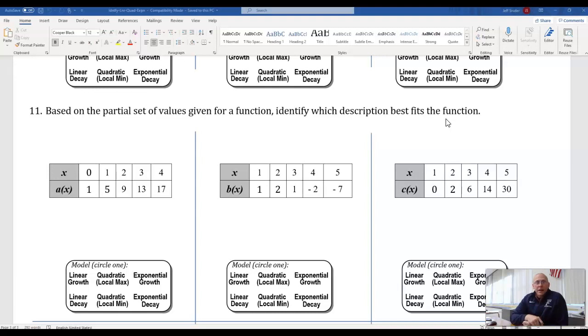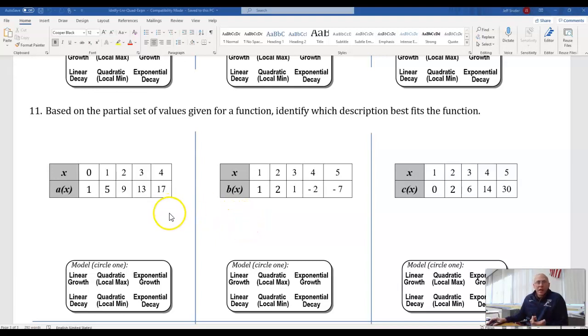You're going to find this packet of problems online, so please find those, and you can go ahead and try these after you've watched this one example I'm going to do for you. So what we have here are tables of values, and from those we want to be able to tell if a function is linear, exponential, or quadratic.